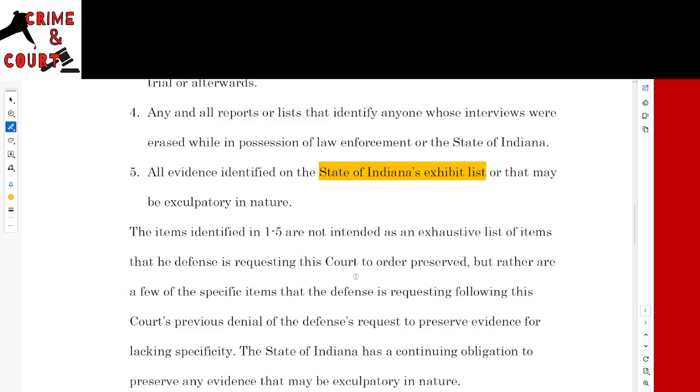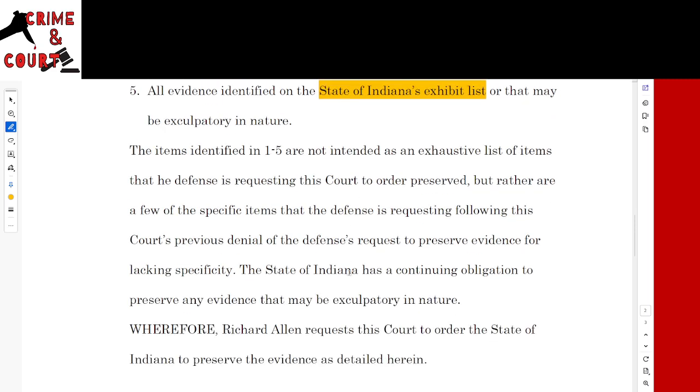Okay, Judge Gull, is that specific enough for you? The items identified in 1 through 5 are not intended as an exhaustive list of items that the defense is requesting this court to order preserved, but rather are a few of the specific items that the defense is requesting following this court's previous denial of the defense's request to preserve evidence for lacking specificity.